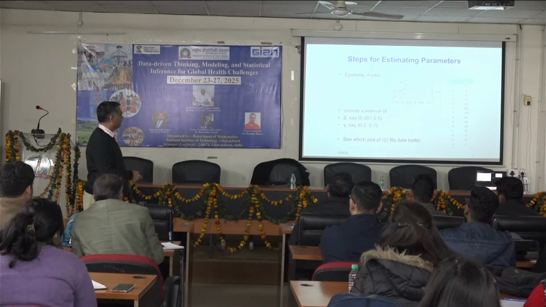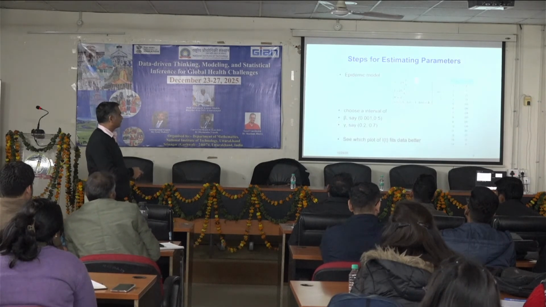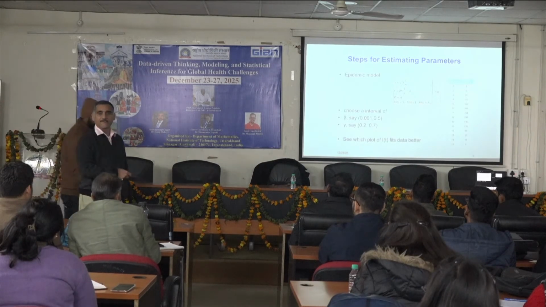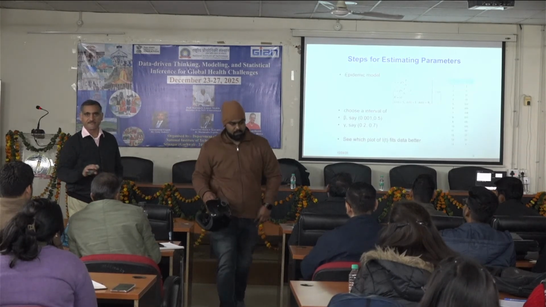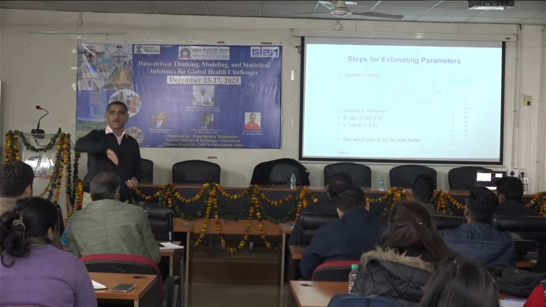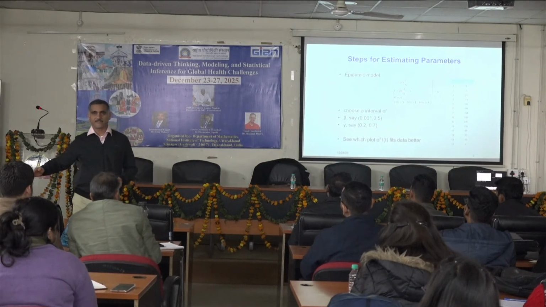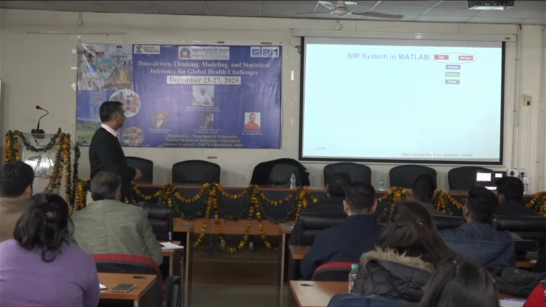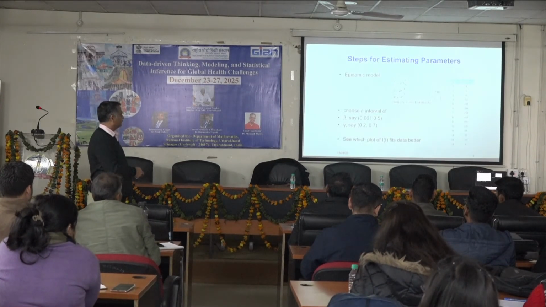So in order for this model to simulate, you need one value of beta, one value of gamma, and initial condition. That's it. So if you give one beta and one gamma, you will get one curve. Right? That was what we saw in the previous slide.